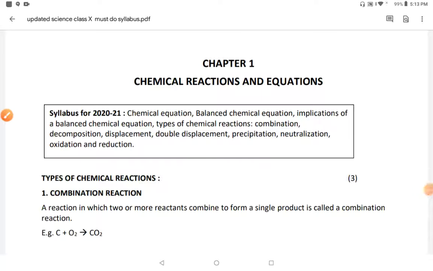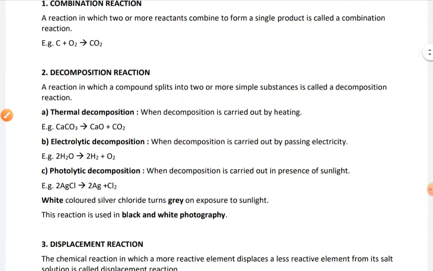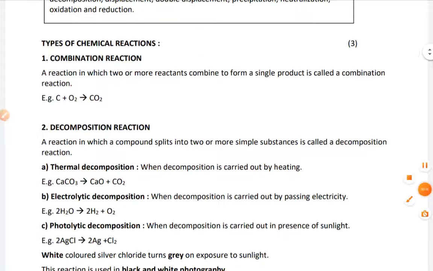Let's do revision of chapter 1 of the 10th class, and the name of chapter 1 is chemical reactions and equations. There are a few topics that we have to revise today in a quick manner, within 10 or 15 minutes. And in this chapter we will study about chemical reactions.